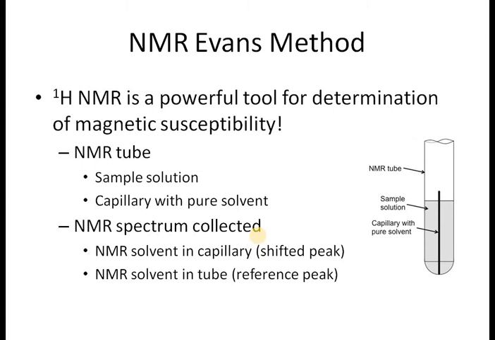NMR Evans method. Proton NMR is a powerful tool for the determination of the magnetic susceptibility. Here is the NMR tube, and this is the sample solution, and this is the capillary with pure solvent. The NMR spectrum is collected, and in the spectrum we see the NMR solvent in the capillary as the shifted peak and the NMR solvent in the tube as the reference peak. There are two types of peaks.